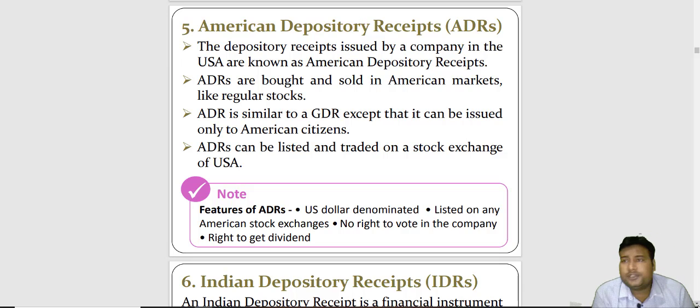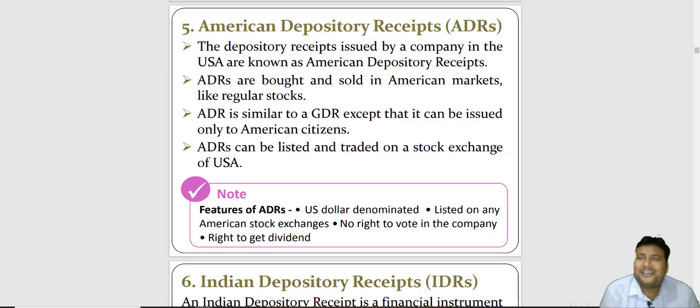There are no geographical boundaries for global depository receipt. But ADR has a geographical boundary limit: it is only in the American market and only for American citizens, not for everyone. ठीक है? And ADRs are listed in the stock exchange of the US.